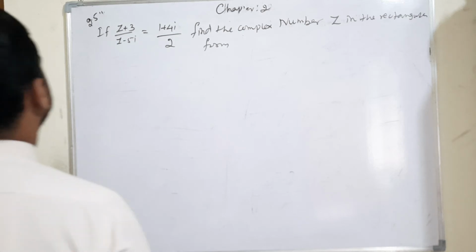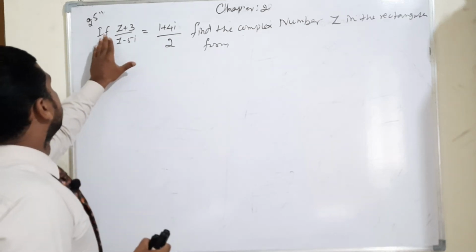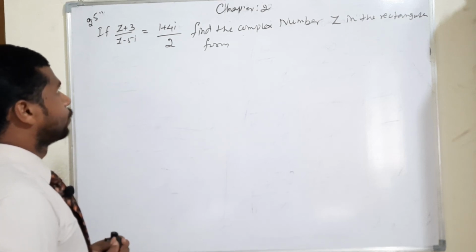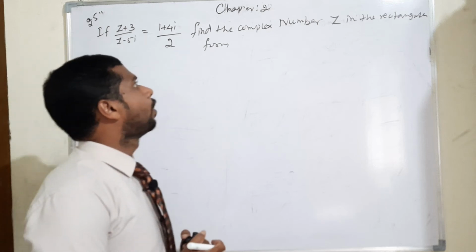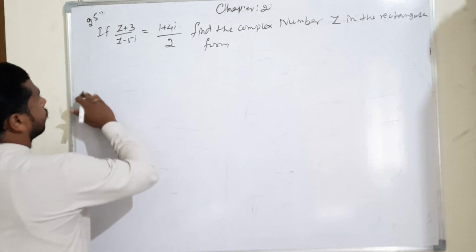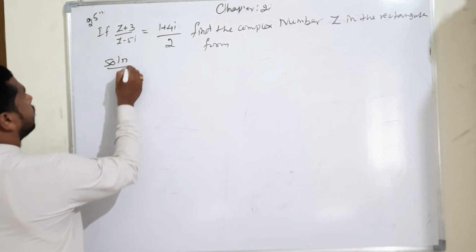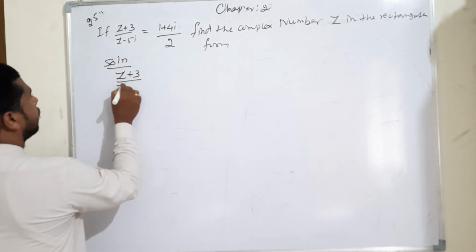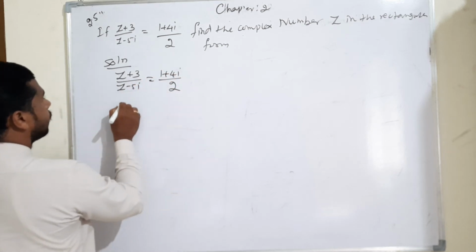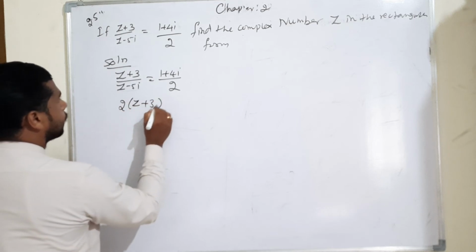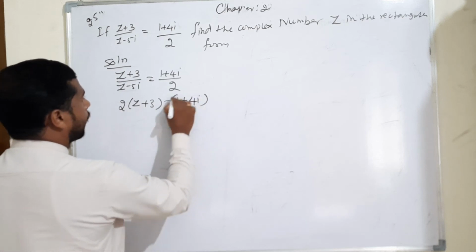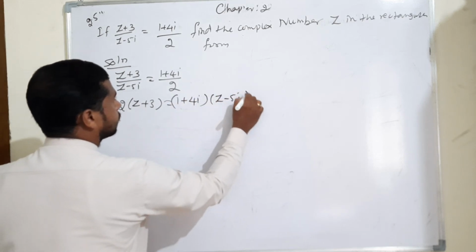So I am moving to continue example. If z plus 3 by z minus 5i is equal to 1 plus 4i by 2, find the complex number z in the rectangular form. So z in the rectangular form, first solution, the given condition z plus 3 by z minus 5i is equal to 1 plus 4i by 2. Then cross multiply means 2 into z plus 3, 1 plus 4i, then z minus 5i.